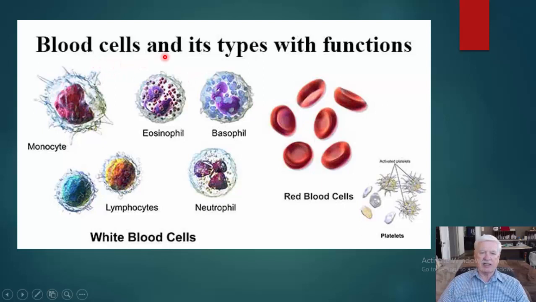Again, here's a slide that shows us what? Here's the red blood cells, here's the platelets, here are the granular leukocytes, the eosinophils, basophils, and neutrophils. And here are the agranular leukocytes without the grains, a couple of lymphocytes down there, and a monocyte up here.